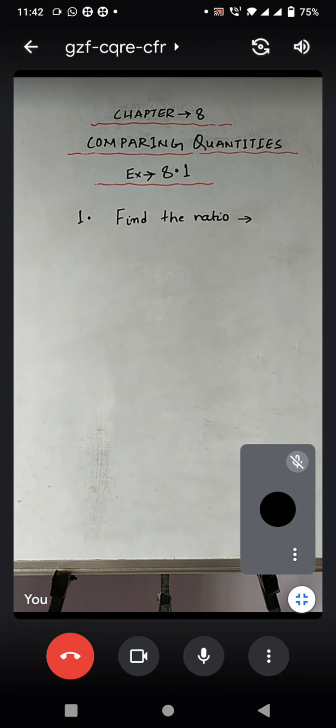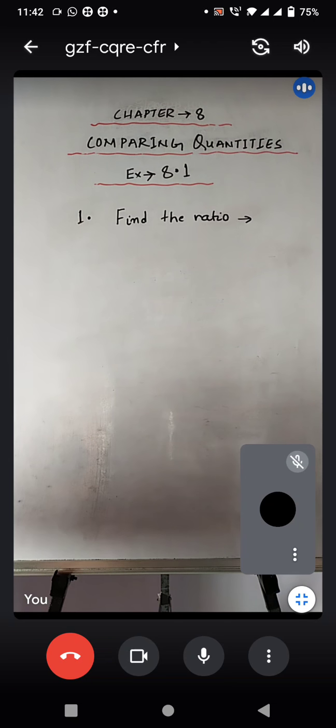So, good morning everyone. Today we're going to start a new chapter, chapter 8, comparing quantities, exercise 8.1, and today I'm going to explain question number 1 and question number 2. In question number 1 we have to find the ratio.